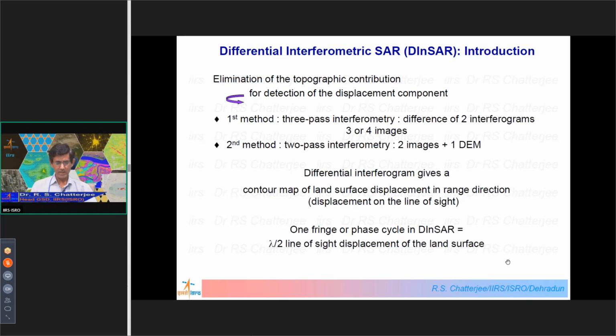So there are two methods for that. The first method is known as 3-pass interferometry or 4-pass interferometry, where we need to make a difference of two interferograms. It is made of 3 or 4 images. Two images may be acquired before an event, and of those, one image before the earthquake, before the event, and one image after the earthquake we need to acquire.